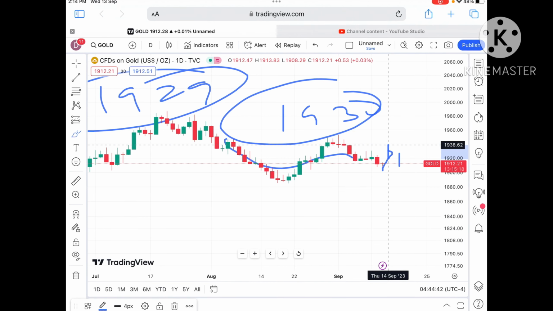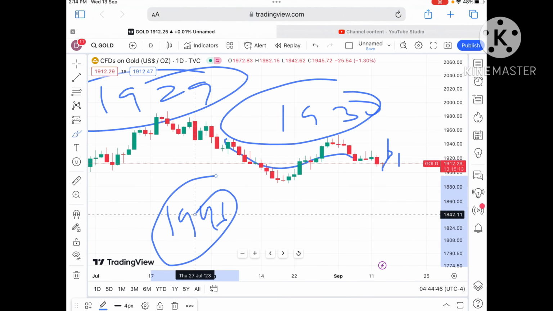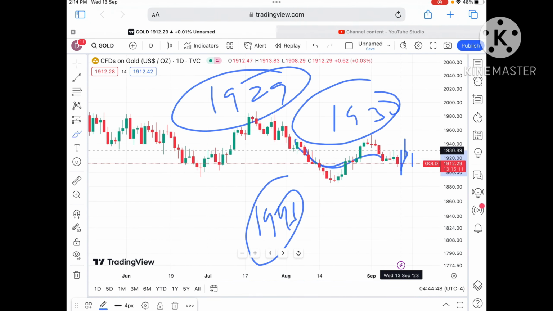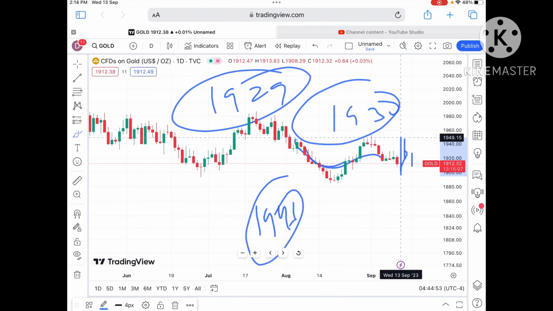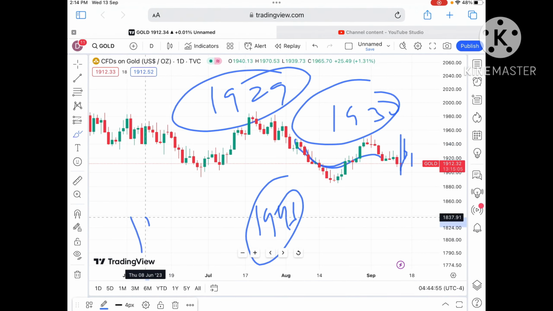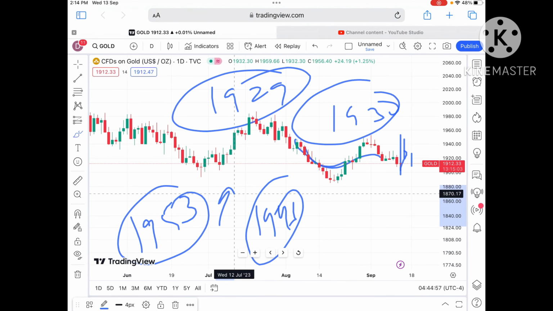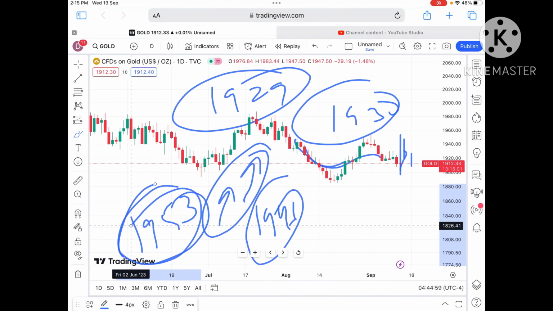That level is also being tested here, so chances are high it will go towards 1946. And then a further upside we can see towards a level of 1948 to 1949, and then from there we can see a level of $1953, and then a further upside movement we can see in the price of gold.